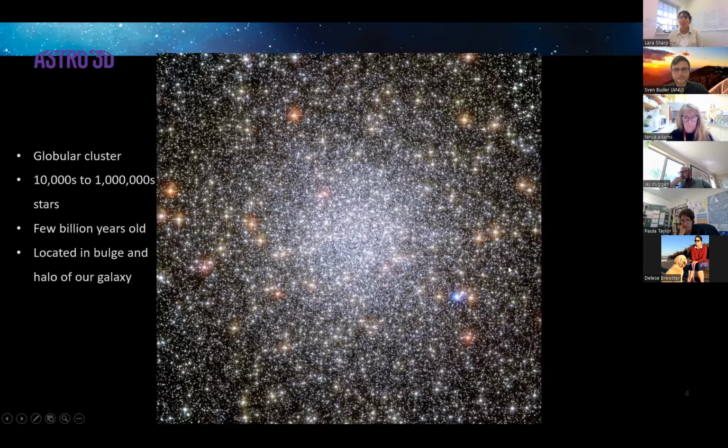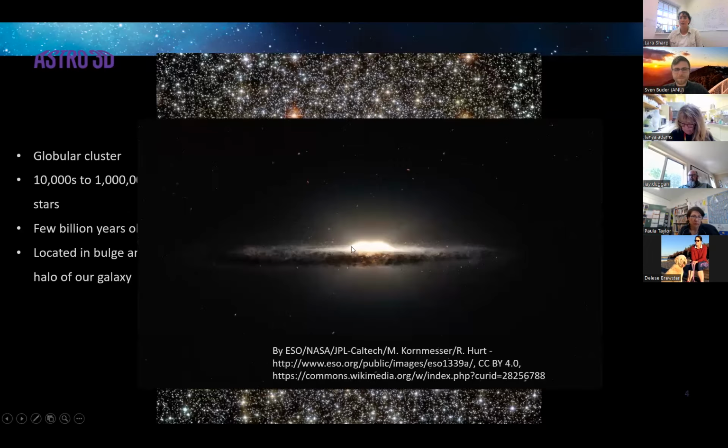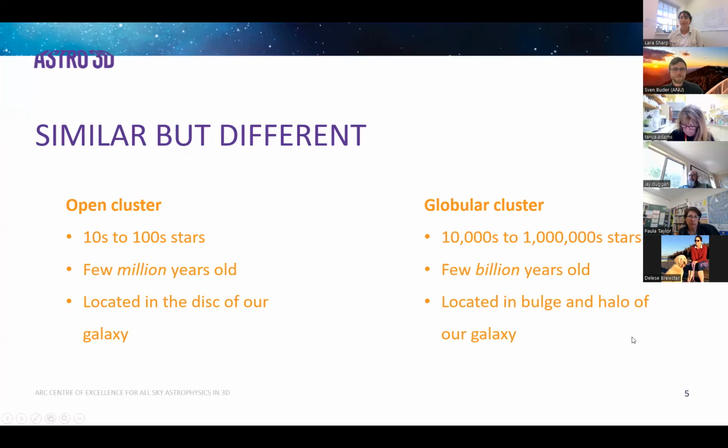47 Tuc, though, is what we call a globular cluster, and it has tens of thousands to even millions of stars, this style of cluster. These tend to be a few billion years old, remembering that the universe is only 13.8, give or take, billion years old. And they tend to be located in the bulge, meaning this bit, or the halo, meaning this larger area here of our galaxy. And so if we make a comparison, they're quite obviously different but similar.